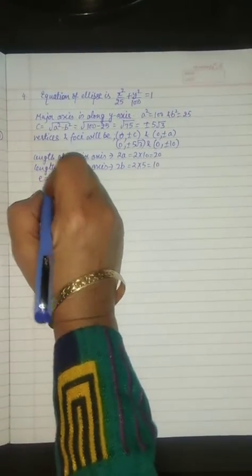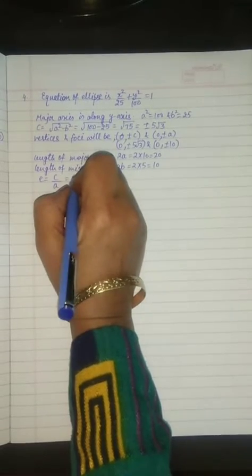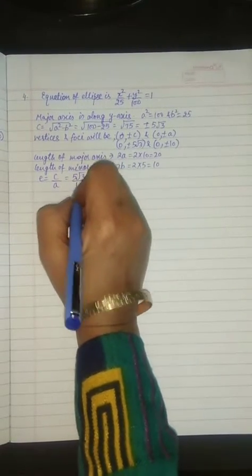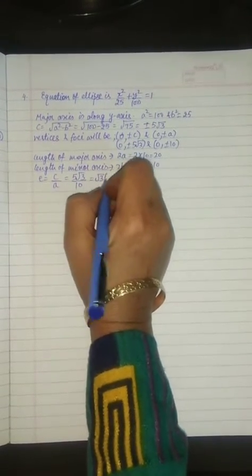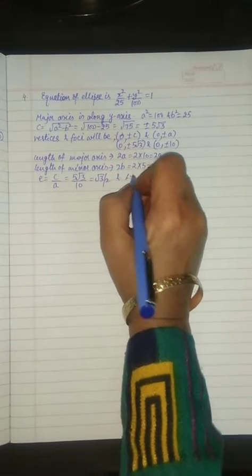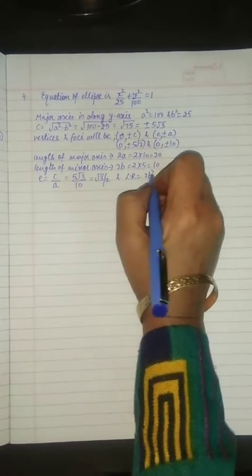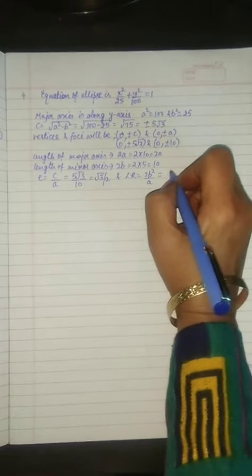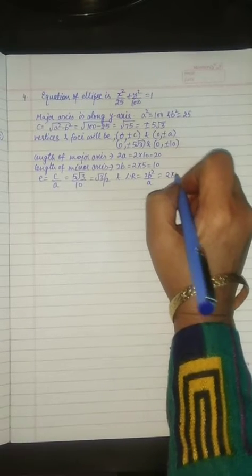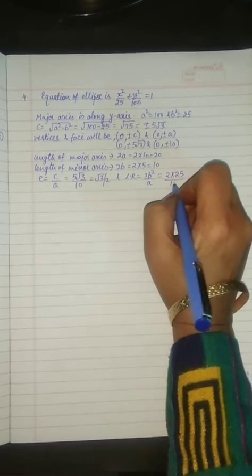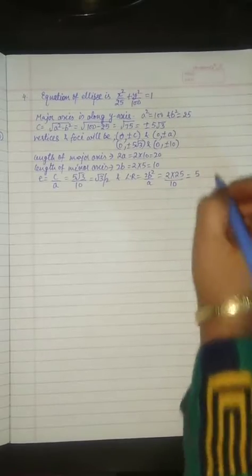So eccentricity is c upon a, that is 5 under root 3 upon 10, that is under root 3 by 2, and latus rectum is 2b square by a, which is equal to 2b square is 25 and a is 10, so it is equal to 5.